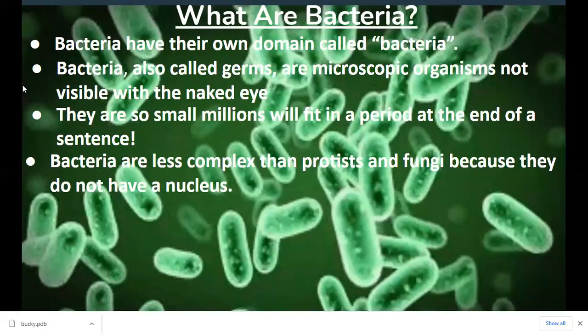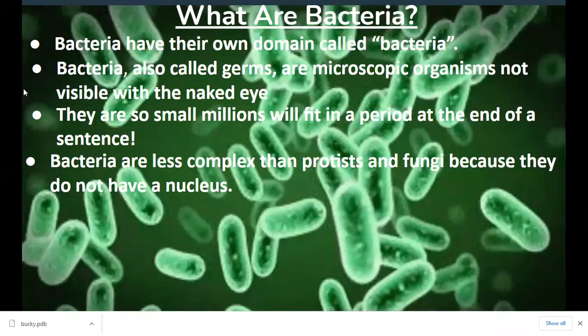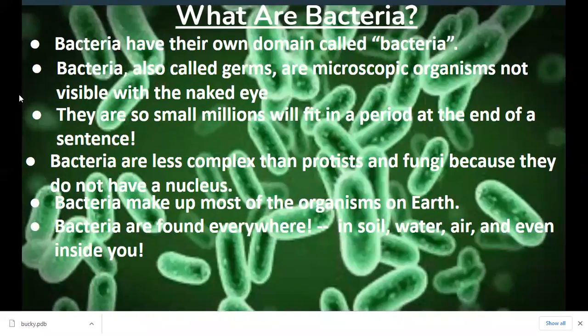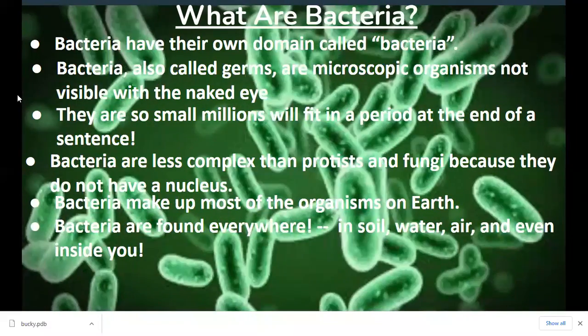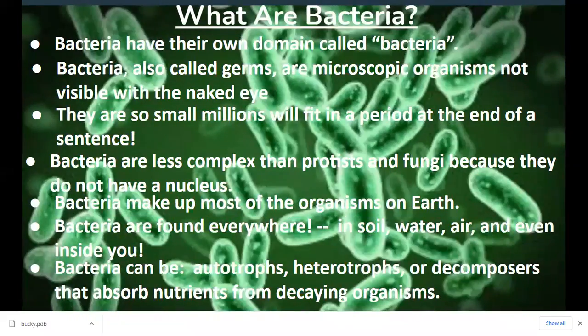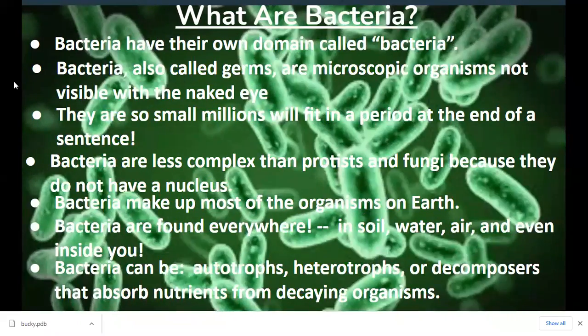Bacteria are less complex than protists and fungi because they do not have a nucleus. So that's why they have their own category. Bacteria make up most of the organisms on Earth, believe it or not. Bacteria are found everywhere. They're found in the soil, they're found in our water, and they're found in the air, and even inside of you. Bacteria can be autotrophs, they make their own food. They can be heterotrophs, they have to eat their food, or they can be decomposers that absorb the nutrients from decaying organisms.